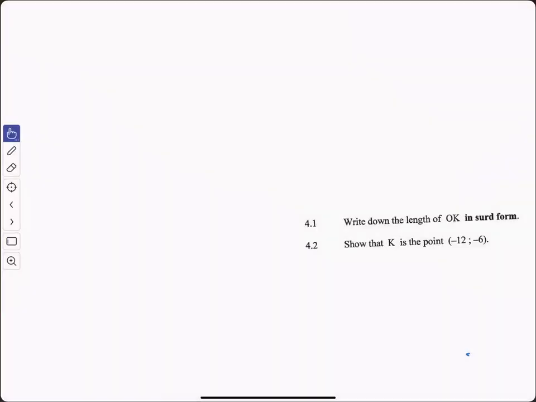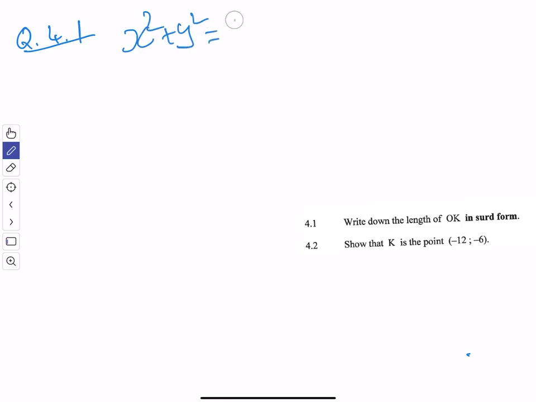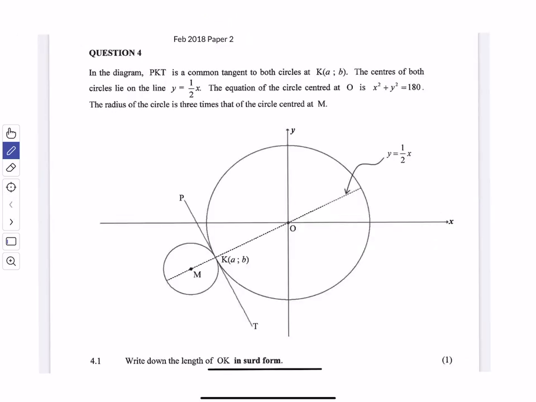That's the question. I always look at the information sheet. I know the equation of a circle is x minus a the whole square plus y minus b the whole square is equal to r square. So now I'm going to write down my answer here. That is question 4.1. That is now x squared plus y squared is equal to 180. Why do I write like that? Because the question is now very clear here.